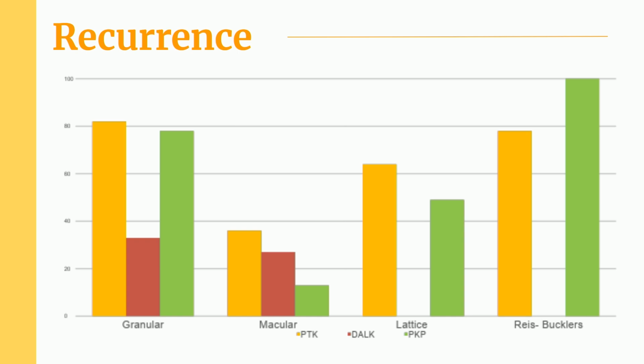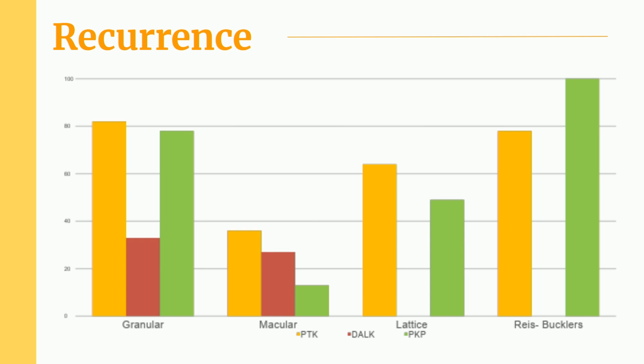Recurrence, like I said, is the biggest problem. And the literature on it is very varying, and there's not one big meta-analysis. So I really hope that this is going to be helpful for future clinicians. But as you can see, this is a graph of each of the 4 dystrophies with the 3 treatments that I've been looking at. There isn't any literature for DALK for lattice and macular, or for lattice and granular, so that's not 0. There just isn't any literature.